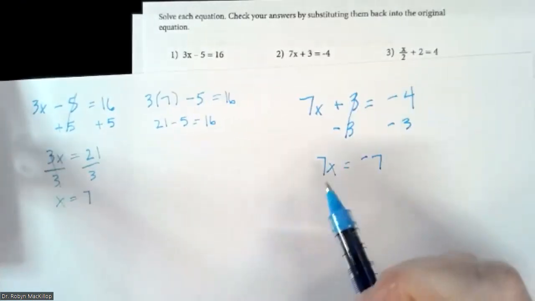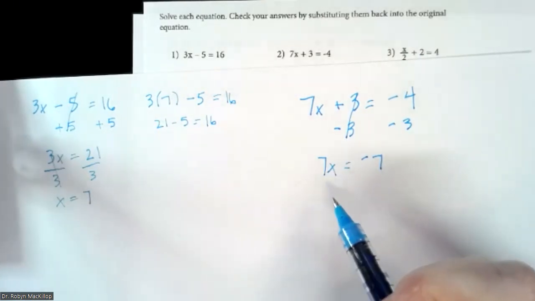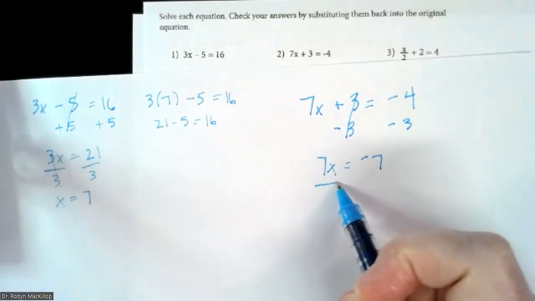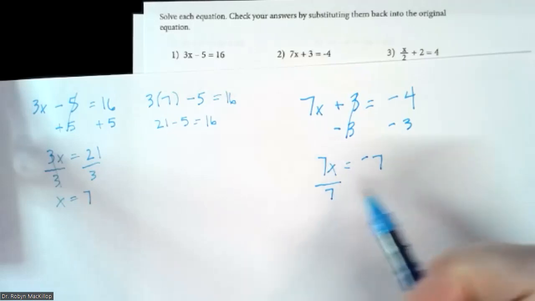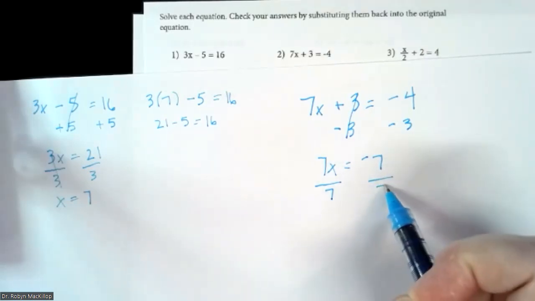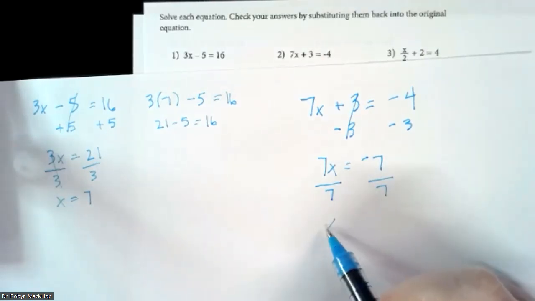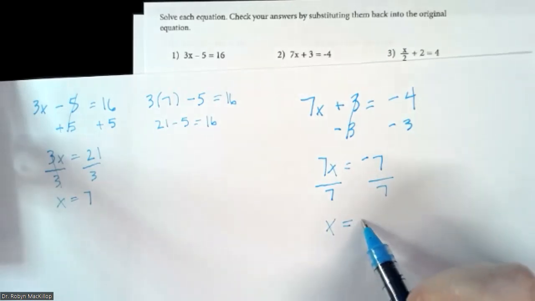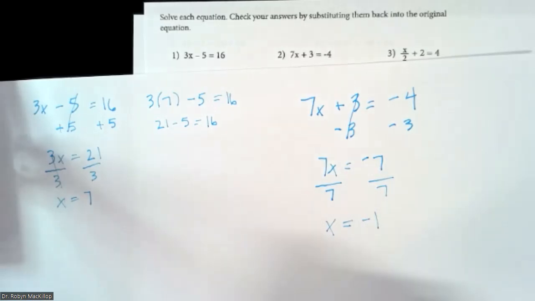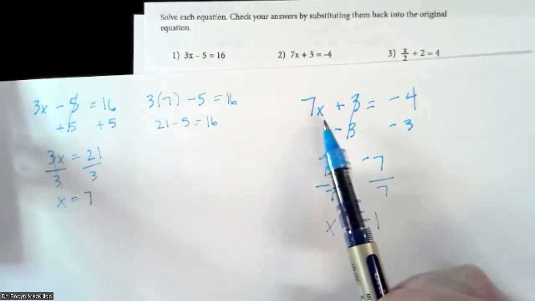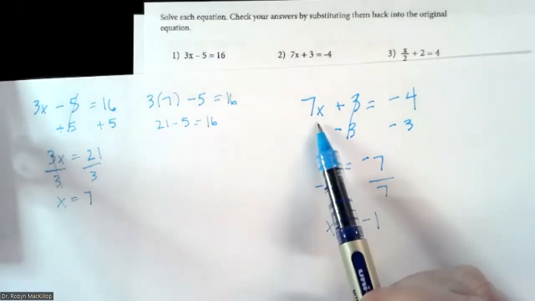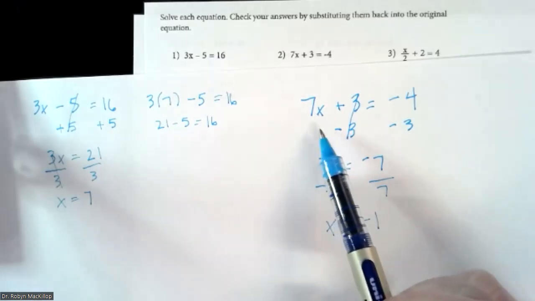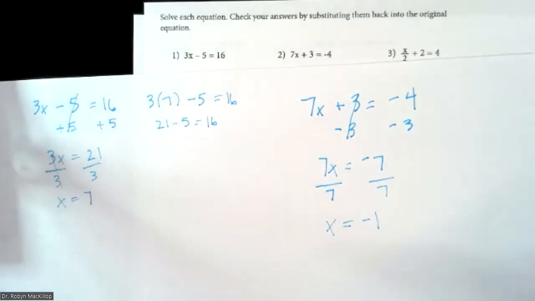And then once more, we need to separate the 7 from the x. We're going to divide out that 7 on both sides. X equals -7 divided by 7, which is -1. And we can always plug it right back in. 7 times -1 would be -7, plus 3 would be -4.